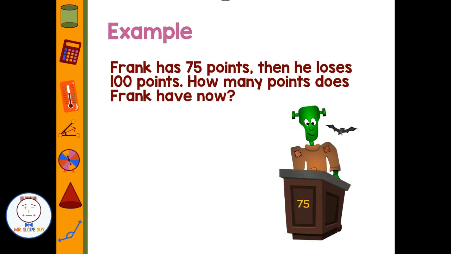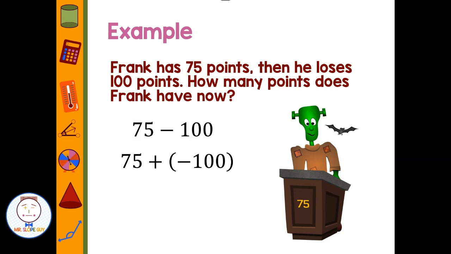So we have a word problem here. Frank has 75 points, then he loses 100 points. How many points does Frank have? Now, well, Frank, let's see. We had 75, and we lost 100. So it's 75 minus 100. As addition, that'd be the same as 75 plus negative 100.